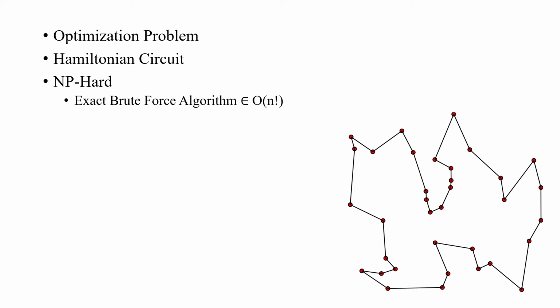The exact brute force solution for the problem runs in a time complexity of O(n factorial). That means that you have to find each path, each Hamiltonian circuit within the graph, and then traverse it, and figure out whether it's the minimum path or not.